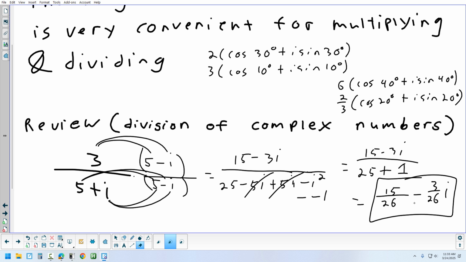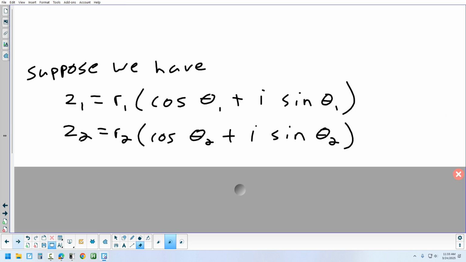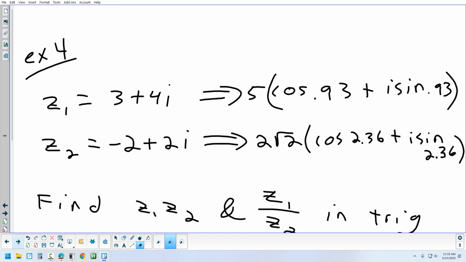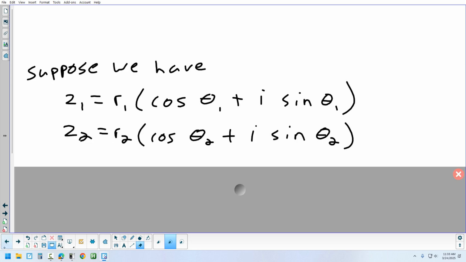Now, I'm going to show you how to do it in trig form, which is what I did right here. If the original problem is not given to you in trig form, then no, trig form is not going to save you any time. If the original problem is given to you in trig form, like they help you out and give you those numbers, then it will save you a lot of time to multiply and divide.